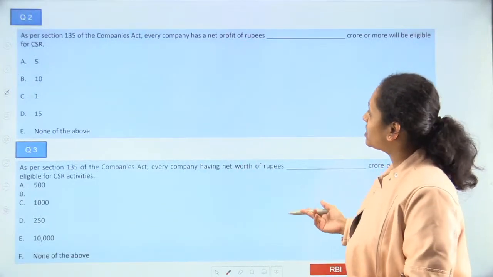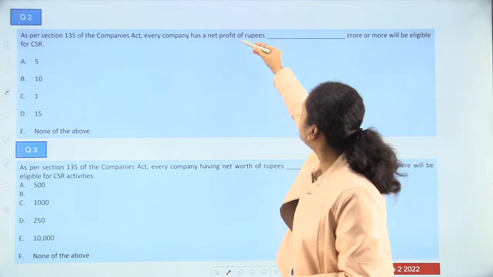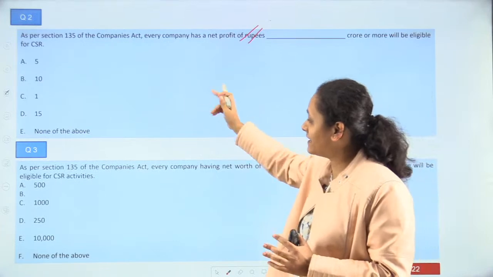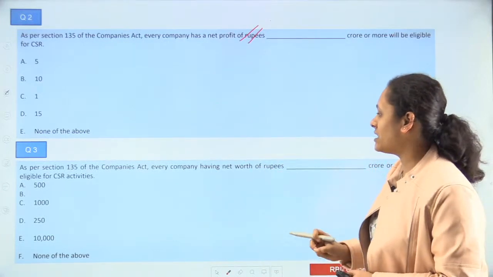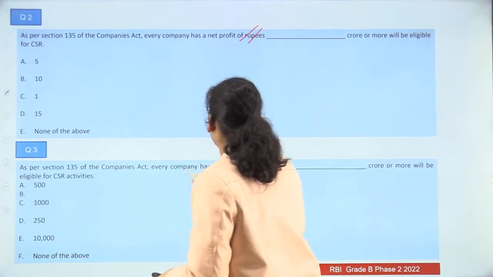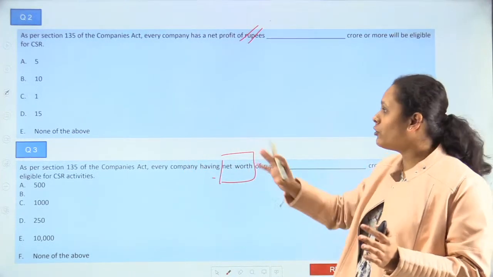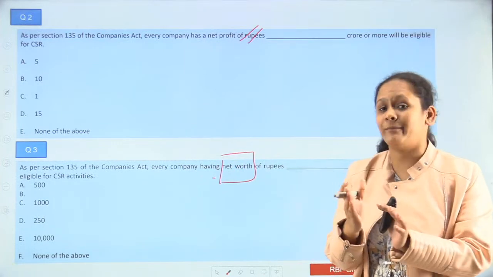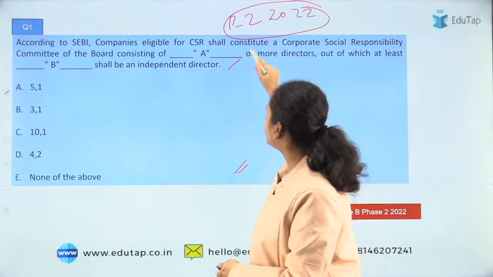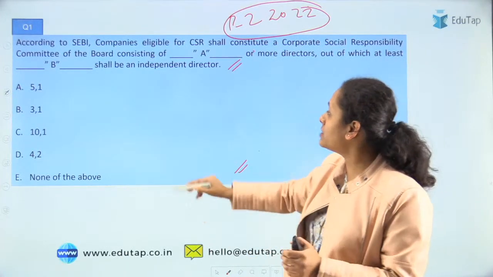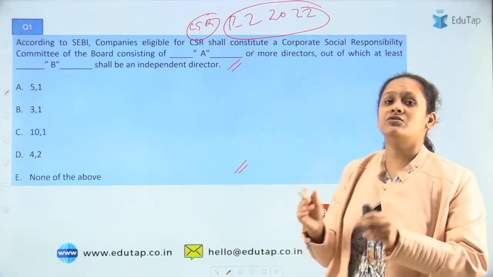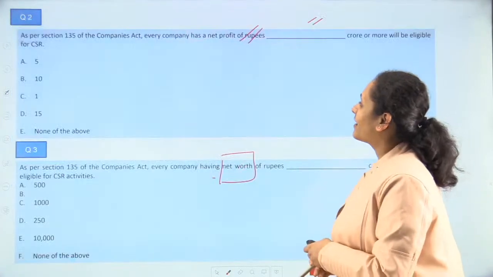The second question asks what should be the net profit of the company for whom the CSR law is mandatory. And the third question is, as per company law, what should be the net worth of the company. I taught you all these things just now, so do let me know the answers to all these 3 questions. I've combined 2 questions into one because there was a paragraph given about CSR and I have made this into one question. So do let me know the answers in the comment section.